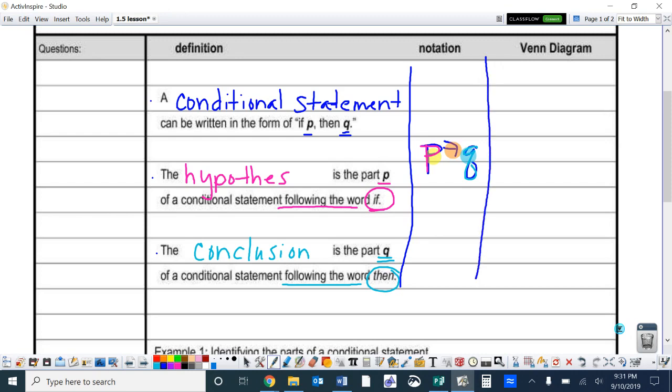We can show this with a picture. So we put in the center of a circle our hypothesis. And if everything is true about the hypothesis inside the conclusion, then we have a true conditional statement. If the hypothesis is not part of the conclusion, then we have a false statement.